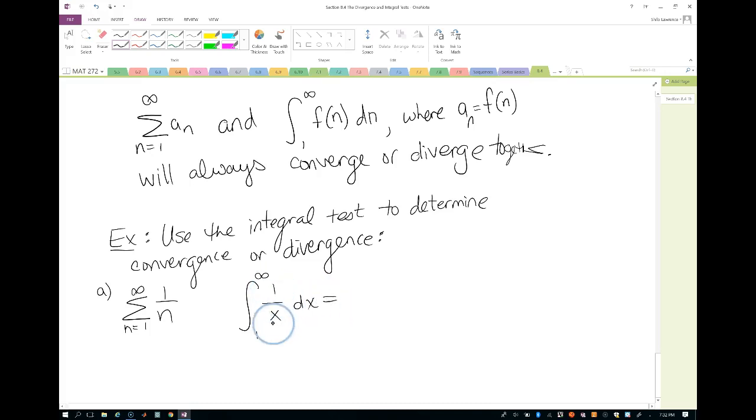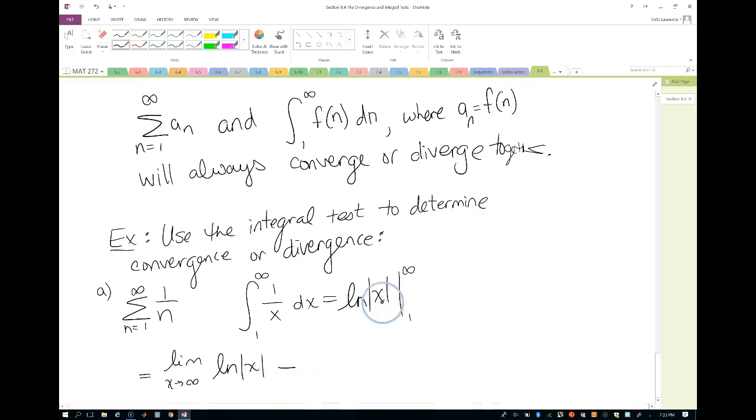So the integral for 1 over x is natural log of x. And when we evaluate that, we have to evaluate the infinity as a limit. So we take the limit as x approaches infinity of natural log of x.